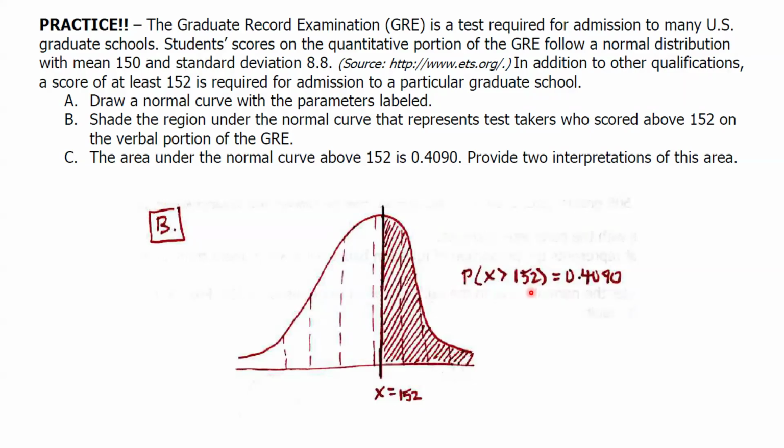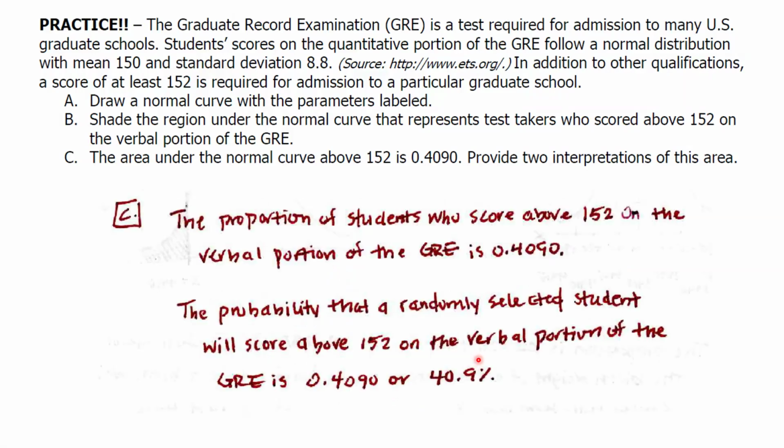Okay. Now C tells us that this area that we have now just shaded is 0.4090. And we now need to provide 2 interpretations of this area. So the first interpretation is going to be that the proportion of students who score above 152 on the verbal portion of the GRE is 0.4090. The second interpretation could be that the probability that a randomly selected student will score above 152 on the verbal portion of the GRE is 0.4090 or 40.9%.